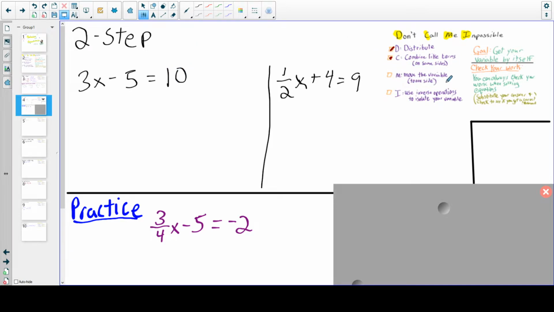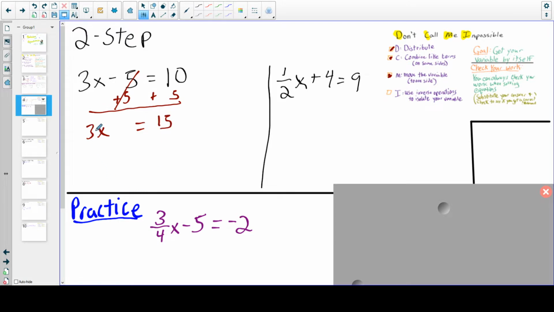Do I need to move my variable to one side? No, my x is already on one side. So the only thing I have left is using inverse operations. Here's my x. I've got to get this -5 and 3 to the other side. The opposite of subtracting 5 is adding 5. So I'm going to add 5 to both sides. Again, you want to try to be neat and organized. I'm going to bring everything down. So 3x. -5 plus 5 is 0, and 10 plus 5 is 15.